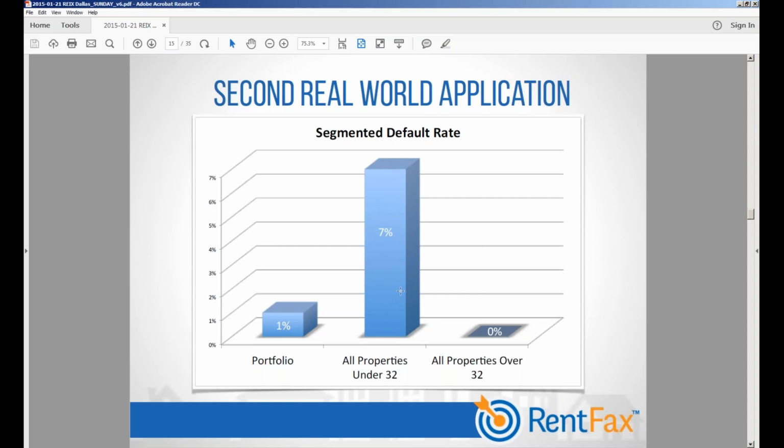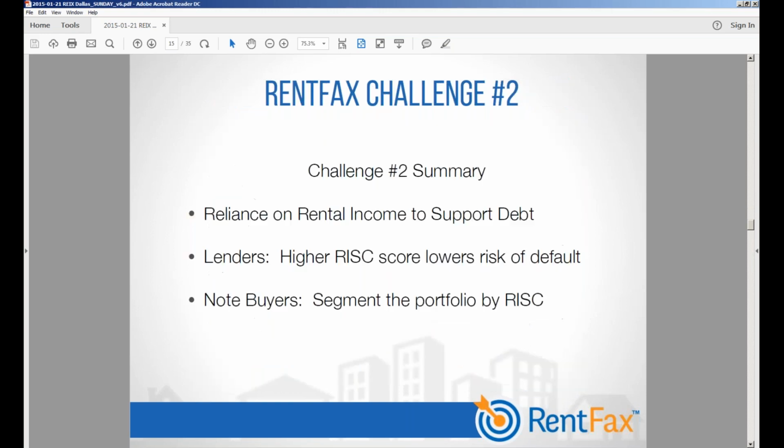So another example of how it's not a yes or no, it's not a go or no go. What it is, is providing an educated decision with which you can adjust your business practices. So this is an example now of how lenders and note buyers can use it.